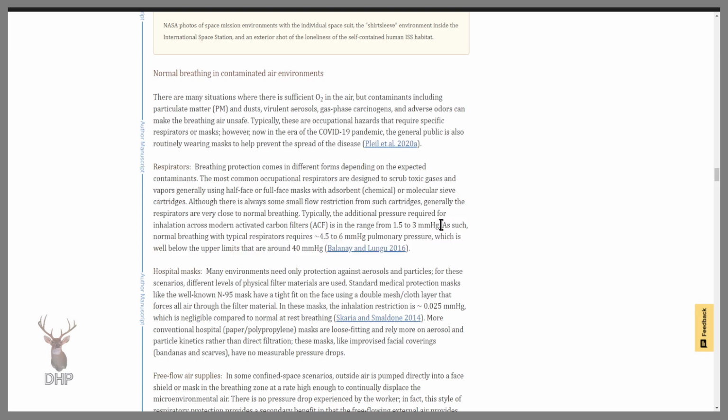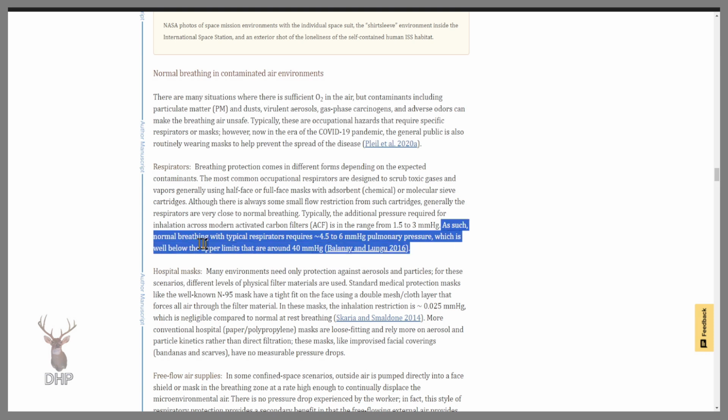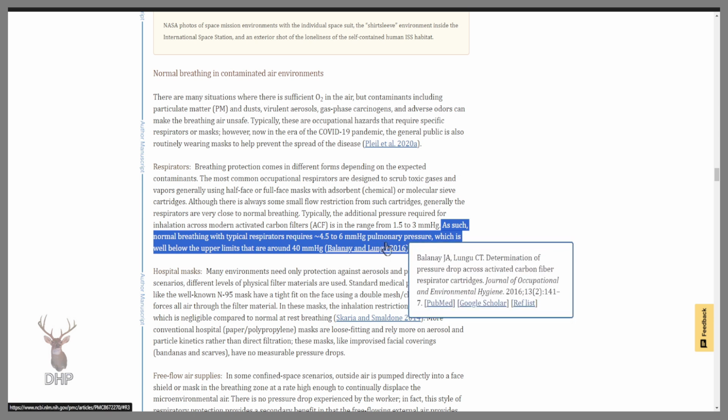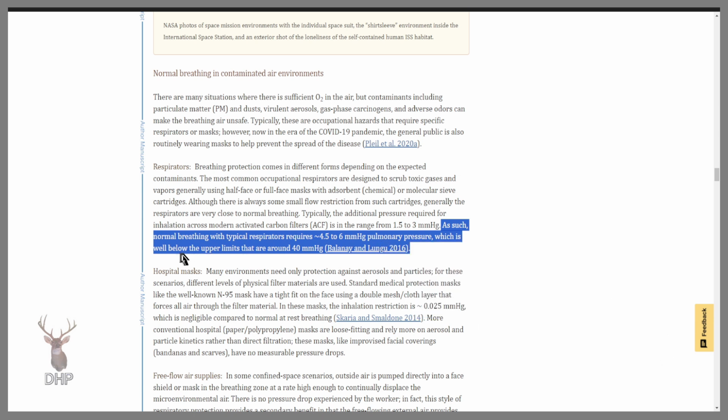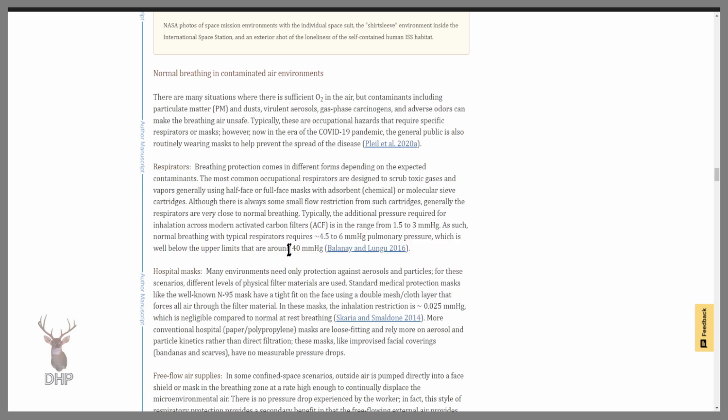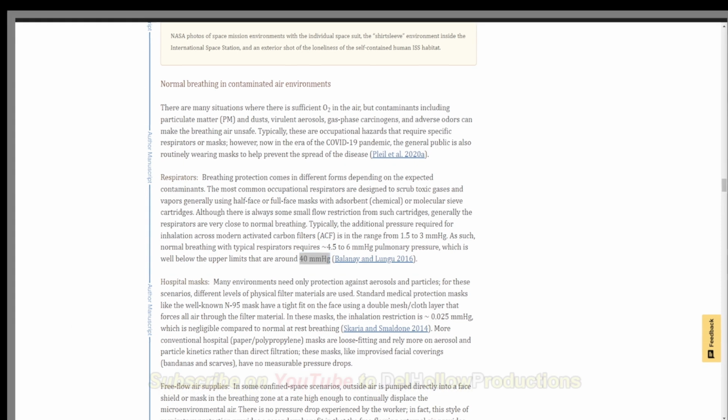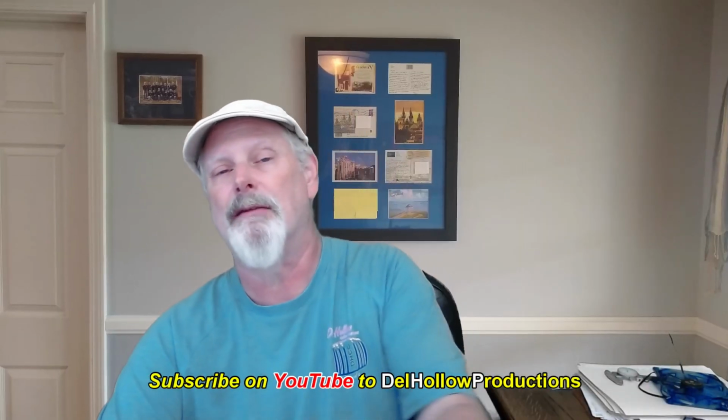Now, it says, as such, normal breathing with typical respirators, these are mechanical lungs breathing for you, are about 4.5 to 6 millimeters of mercury pulmonary pressure, which is well below the upper limits. This is what I'm getting to, 40 millimeters of mercury. They're saying that is the upper limit.